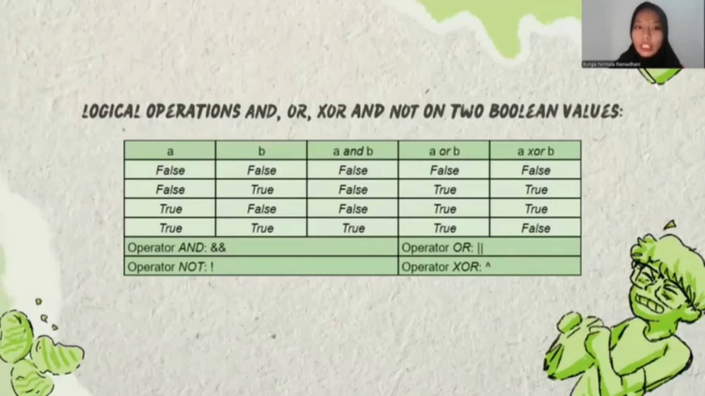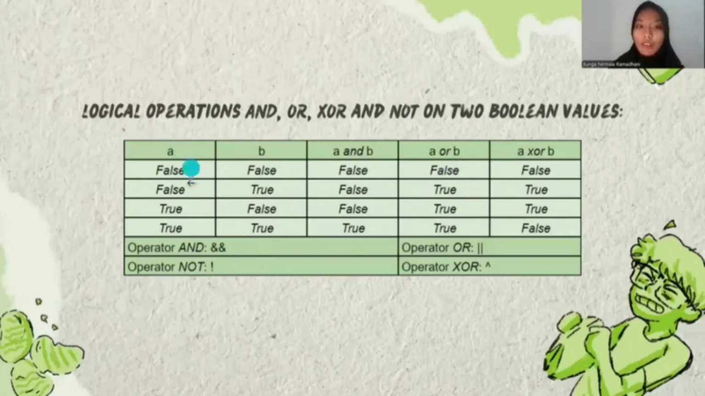And here we're going to give an example of logical operations using AND, OR, and XOR with two Boolean values. Here we're using A and B values. If both of them have the value of false, then A and B is going to be false, A or B is also going to be false, and A XOR B is also going to be false.